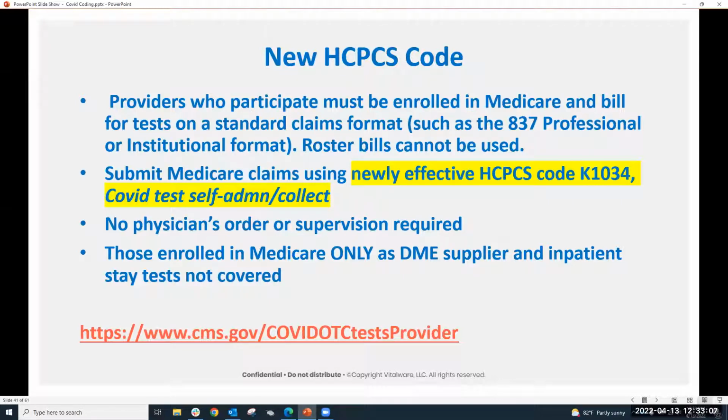I've supplied a link here. There's lots of additional information here on how to bill. Anything you could want to know about it is at this link.